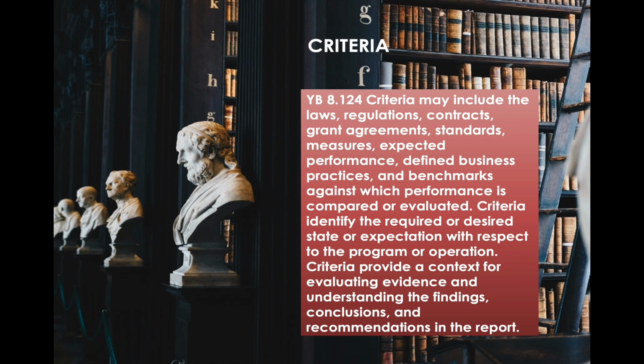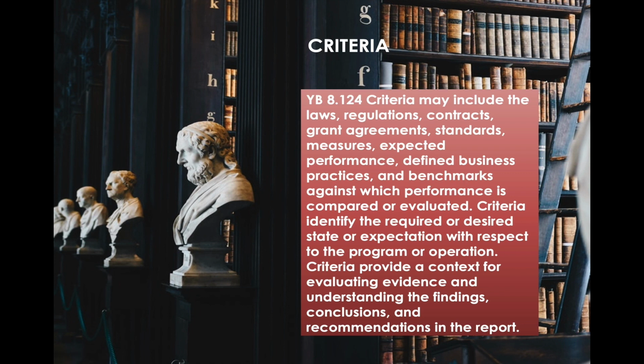And what is criteria? This is from a document called the Yellowbook, which is also known as Generally Accepted Government Auditing Standards. Actually, that's its formal title, and Yellowbook is the slang term. And let's look at what criteria sounds like. It's laws, regulations, contracts, grant agreements, standards, measures, expected performance, defined business practices, and benchmarks. Now notice that things get a little softer. The criteria gets a little less firm as you travel down this list, right? Laws, that's pretty firm. Regulations, contracts, and look all the way down here, we get to benchmarks, where we're comparing our program to another program that someone else is running.